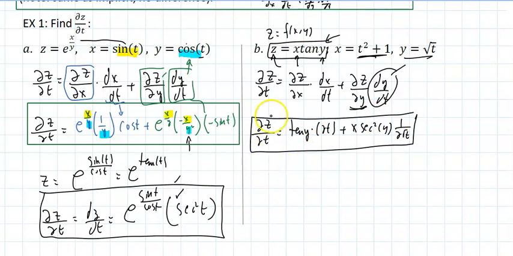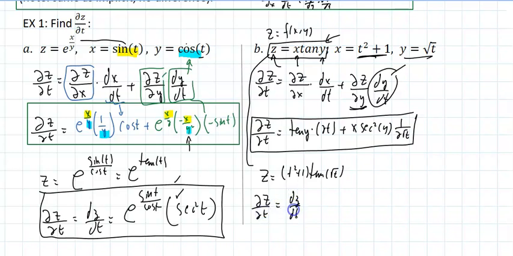You could also say, you know what, forget all of this. I know that z equals x, which is t squared plus 1, times the tangent of radical t. And I could say either the partial of z with respect to t, or dz/dt. They're the same if it's only one variable. Product rule. Derivative of the first times the second, plus the first times derivative of the second. And guess what?